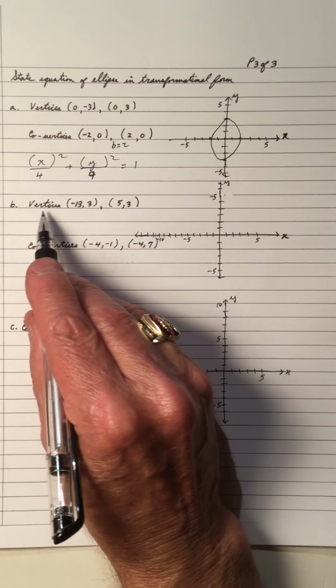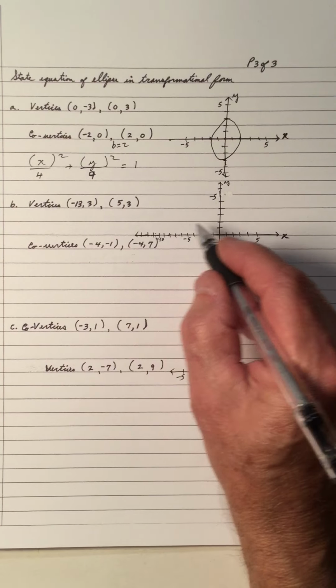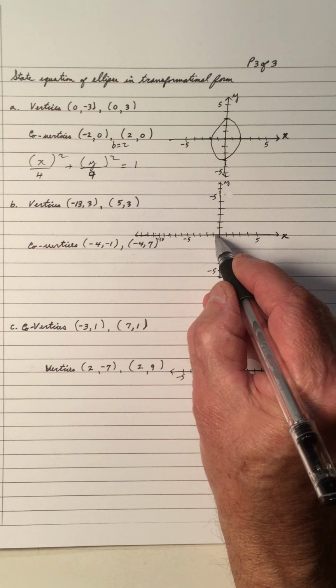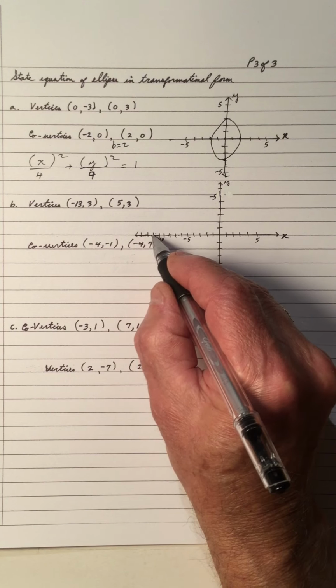And let's do another one. The vertices are negative 13. So negative 13 is 10, 11, right there.